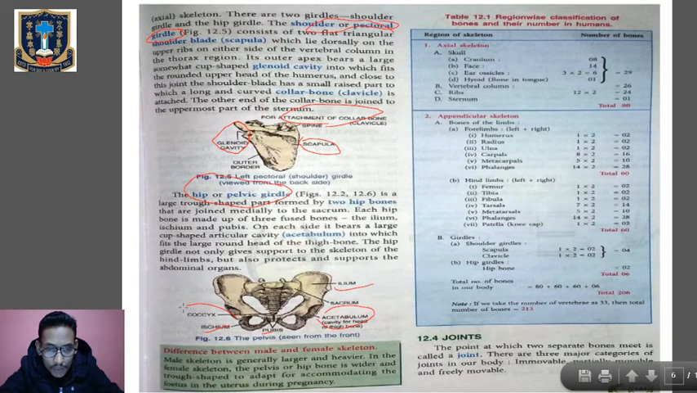So on both these sides we are finding the acetabulum, and in this acetabulum the last rounded part of the thigh bones comes and articulates. The hip girdle not only gives support to the skeleton of the hind limbs, but it also protects and supports the abdominal organs. Now let us see the difference between the male and the female skeleton.